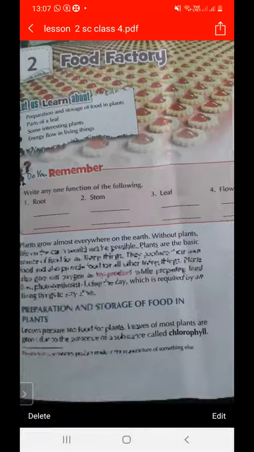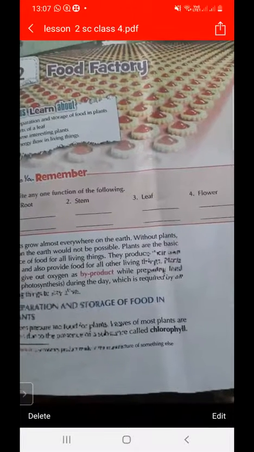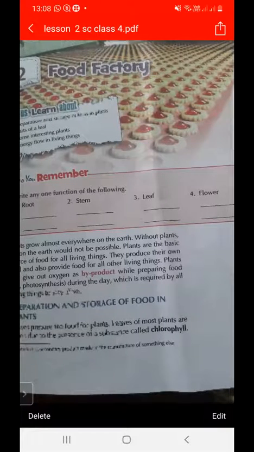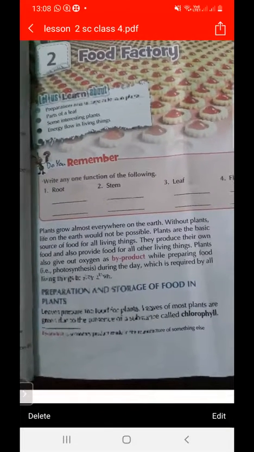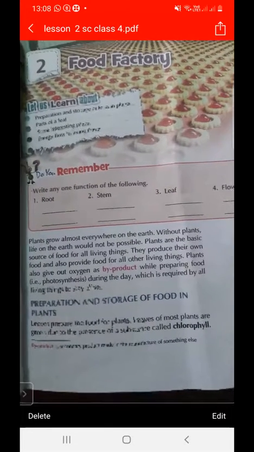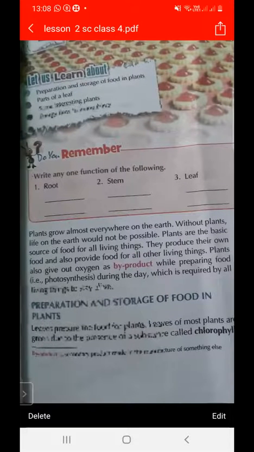Leaf has to prepare the food for plants. And what is the function of flower? Flowers are the reproductive part of the plant. Next is, what is the use of plants?